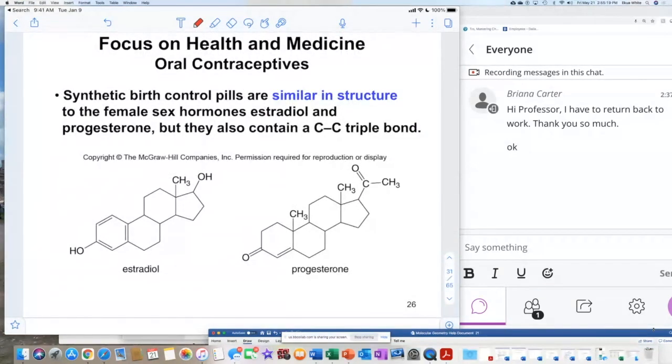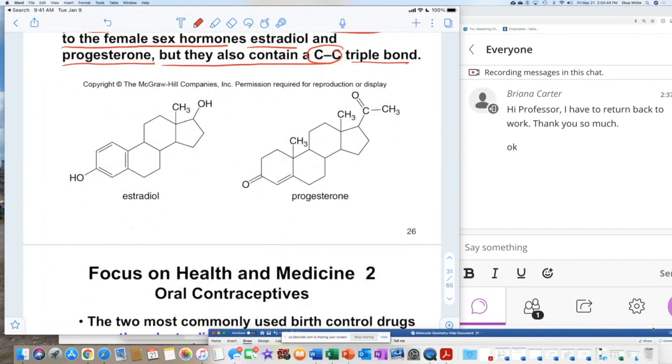After talking about food, now we're talking about birth control. This is talking about synthetic birth control pills. You see how there's a similarity in structure to the female sex hormones, estradiol and progesterone, but these contain a carbon-carbon triple bond. So what they're showing you here are the natural female hormones. I didn't mention this before, but I need to mention this right now so it makes sense why this is important.